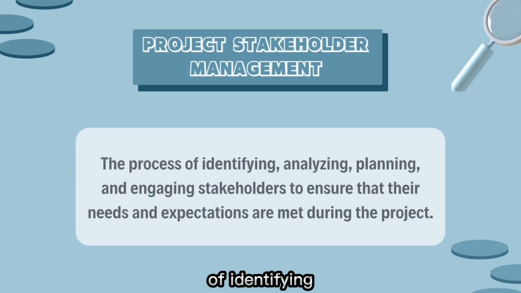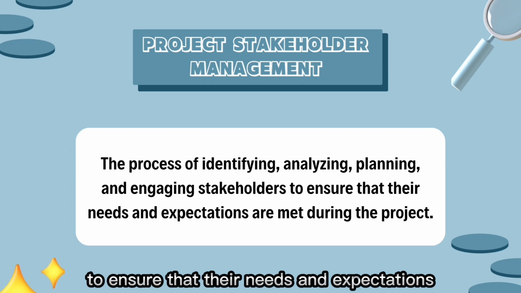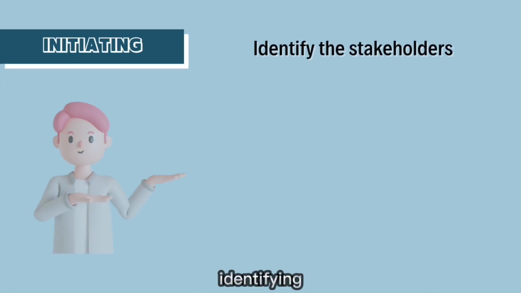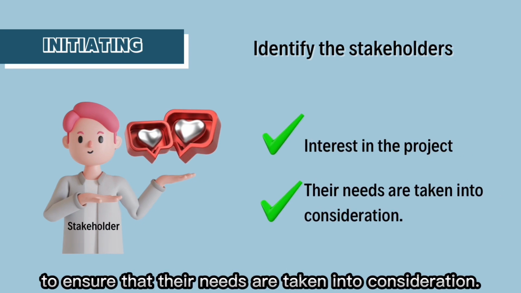Last but not least, that is project stakeholder management. This is the process of identifying, analyzing, planning, and engaging stakeholders to ensure that their needs and expectations are met during the project. Firstly, identify stakeholders process involves identifying all stakeholders who may have an interest in the project to ensure that their needs are taken into consideration.